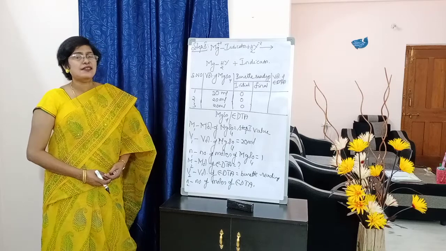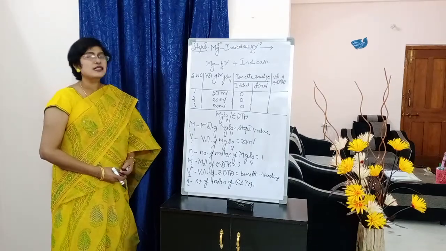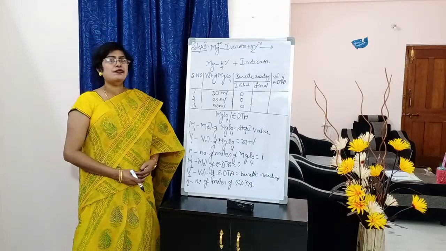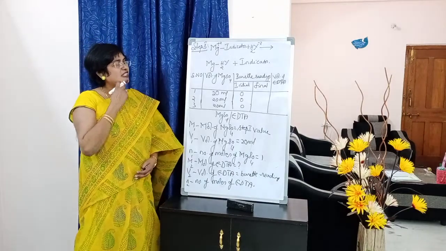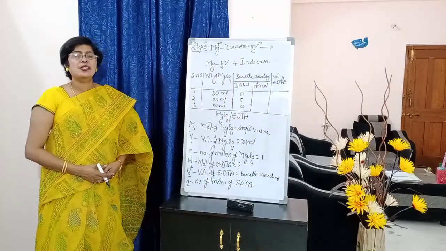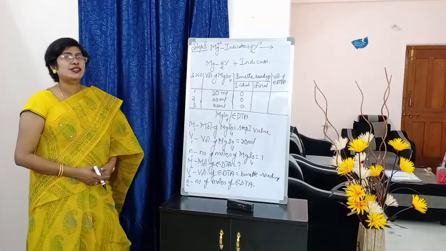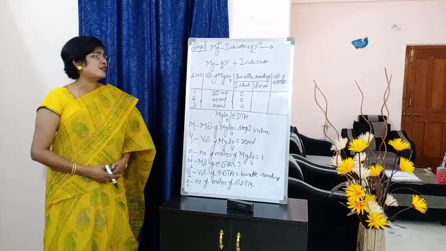So, draw neatly with the scale and pencil. The first column, serial number. Second, volume of MgSO4. Next, burette readings, initial, final. Next, volume of EDTA. Okay. So, serial numbers 1, 2, 3. These are the 3 titrations which we are doing.